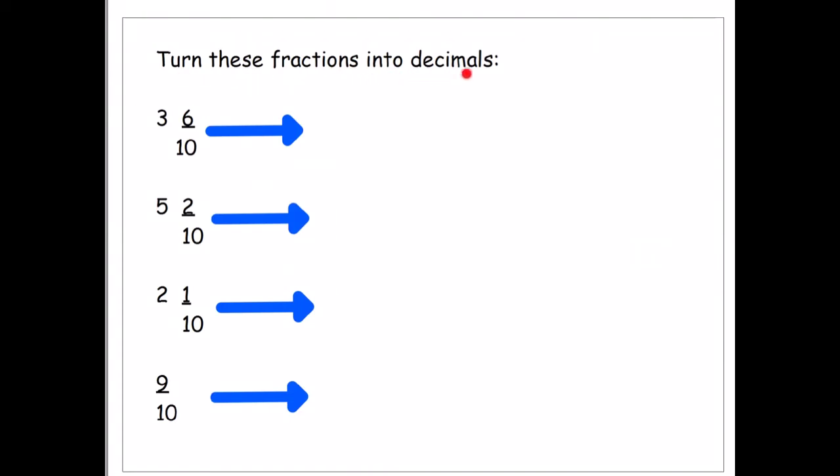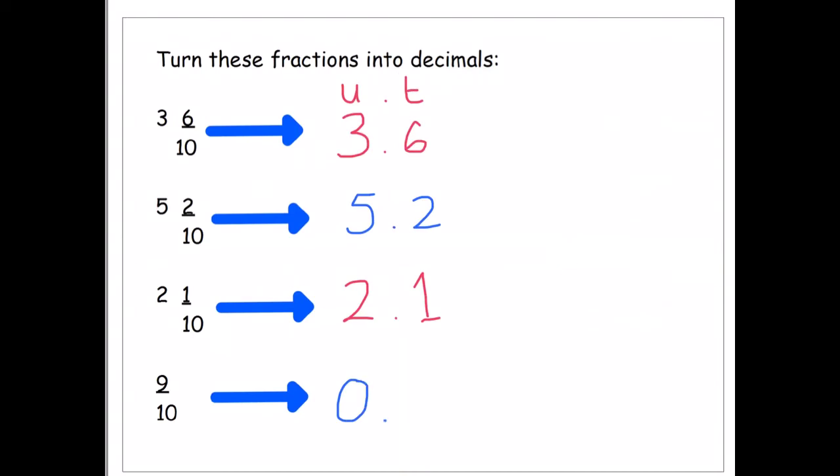Turn these fractions into decimals. 3 whole ones and 6/10. Whole numbers and tenths after the decimal. My second question, 5.2. The third one, 2.1. And 9/10, well, I have no whole numbers, so it's a 0 and 9/10, 0.9.